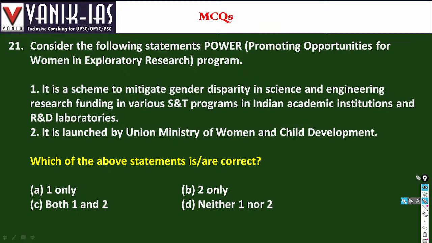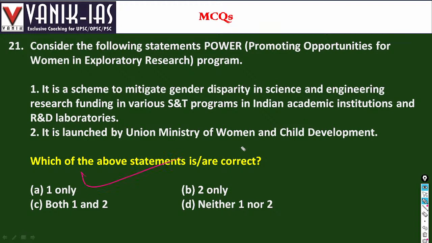Consider the following statements for promoting opportunities for women in exploratory program. It is a scheme to mitigate gender disparity. POWER scheme. It is a scheme to mitigate gender disparity in science and engineering research, funding through various science and technology programs in Indian academic institutions and R&D laboratories.